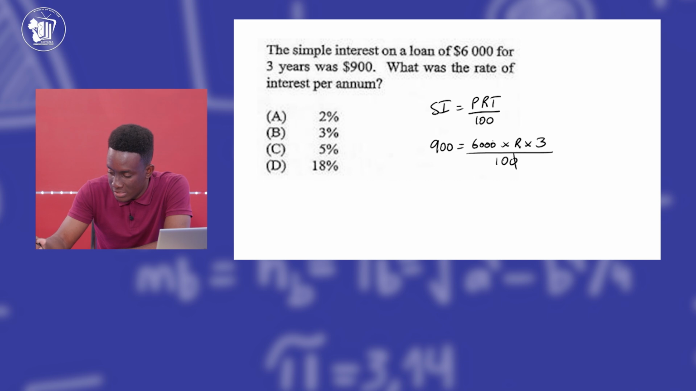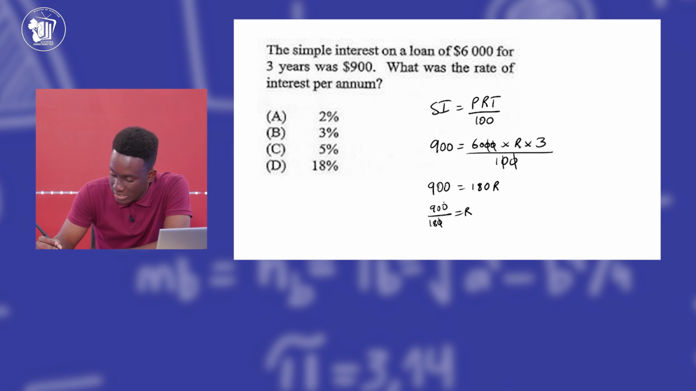So this 0 goes with that 0, this 0 goes with that 0. So 6 times 3 is 18, 60 times 3 would be 180. So it's 180 multiplied by R, which is 180R. You know, 900 is equal to that. So to find the rate, the 180 is multiplying, so we divide: 900 divided by 180 is equal to the rate.